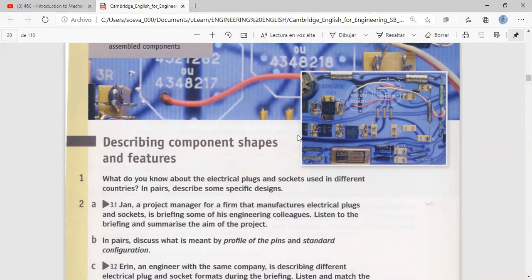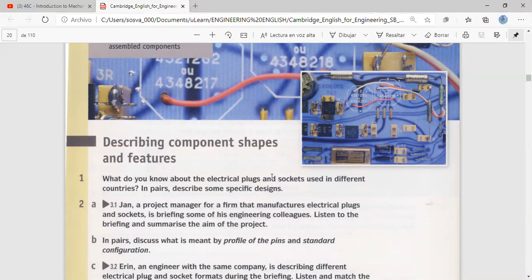What do you know about electrical plugs and the difference between countries? For example, here in Mexico and in Spain, that means Europe. Is there a difference in an electrical plug? Yes, there are differences between continents and countries.